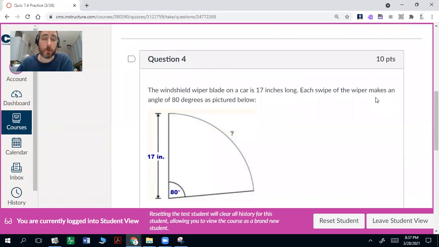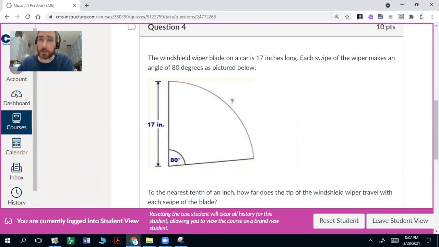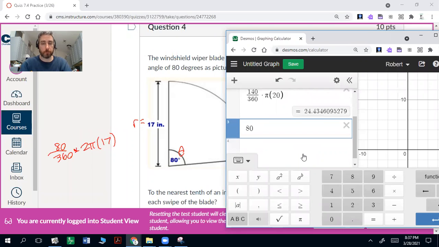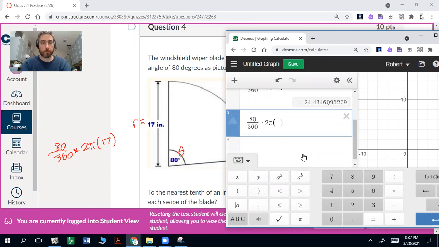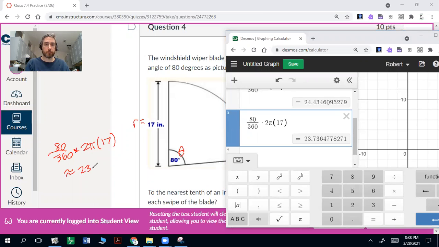Question 3, or question 4. The windshield wiper blade in a car is 17 inches long. Each swipe of the wiper makes an angle of 80 degrees as pictured below. To the nearest tenth of an inch, how far does the tip of the windshield wiper travel with each swipe of the blade? So everything's provided for us here. We have our degree. This is our radius. So we'll do 80 over 360 times 2 pi r, 2 pi 17. So to the nearest tenth of an inch, approximately 23.7. If you want to go to the hundredth, you could do 23.74, but tenth of an inch only requires you 1 decimal.